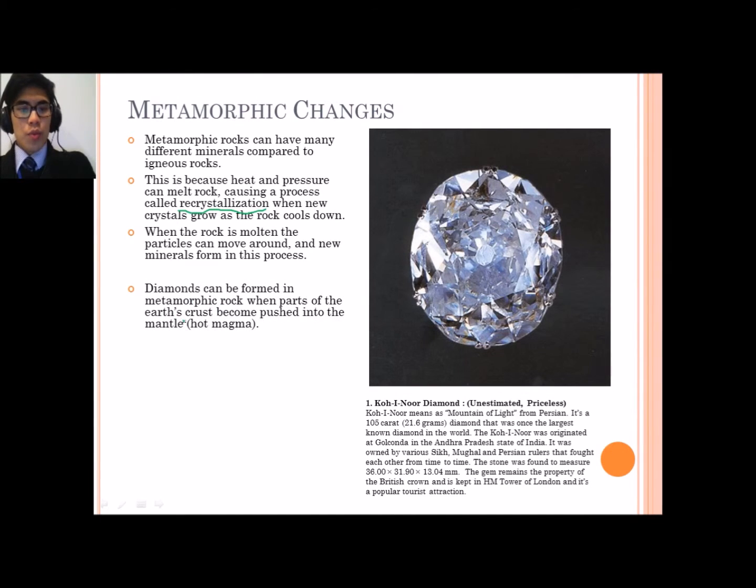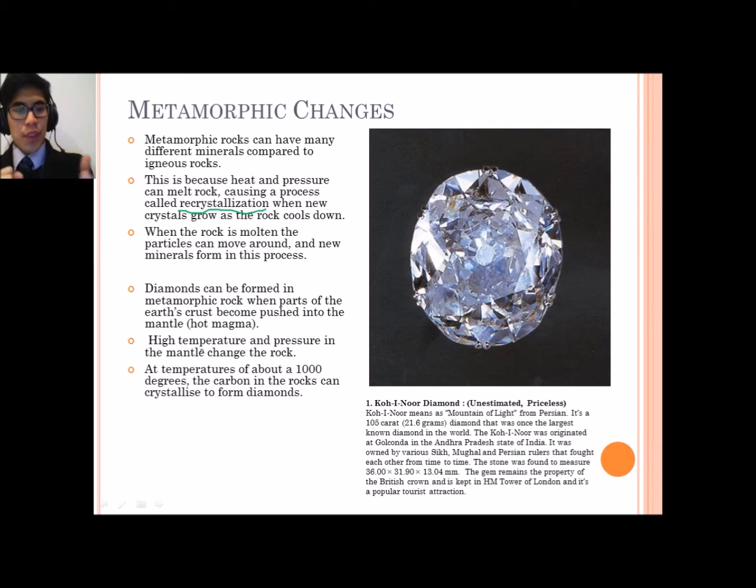Diamonds can be formed in metamorphic rock when parts of the Earth's crust become pushed into the mantle, which is the hot magma. High temperature and pressure in the mantle change the rock, and at temperatures of about 1000 degrees, the carbon in the rocks crystallizes to form diamonds.